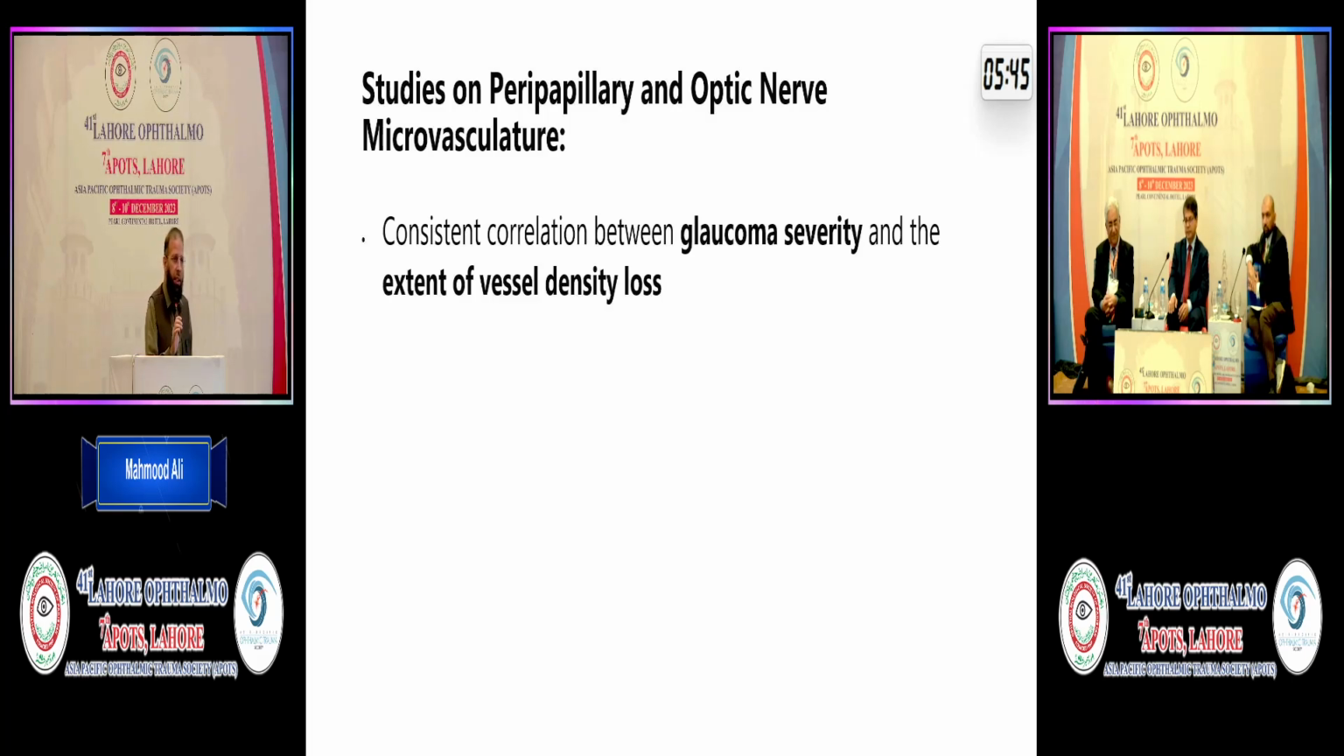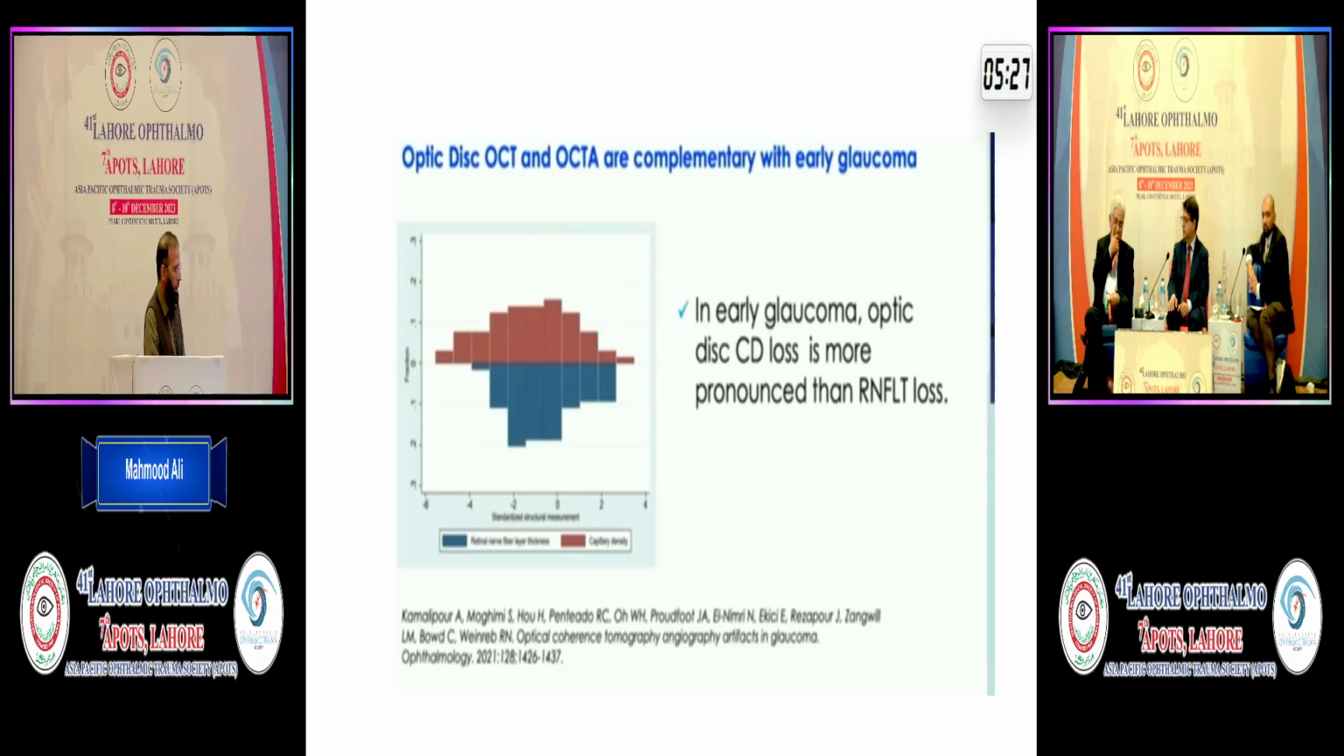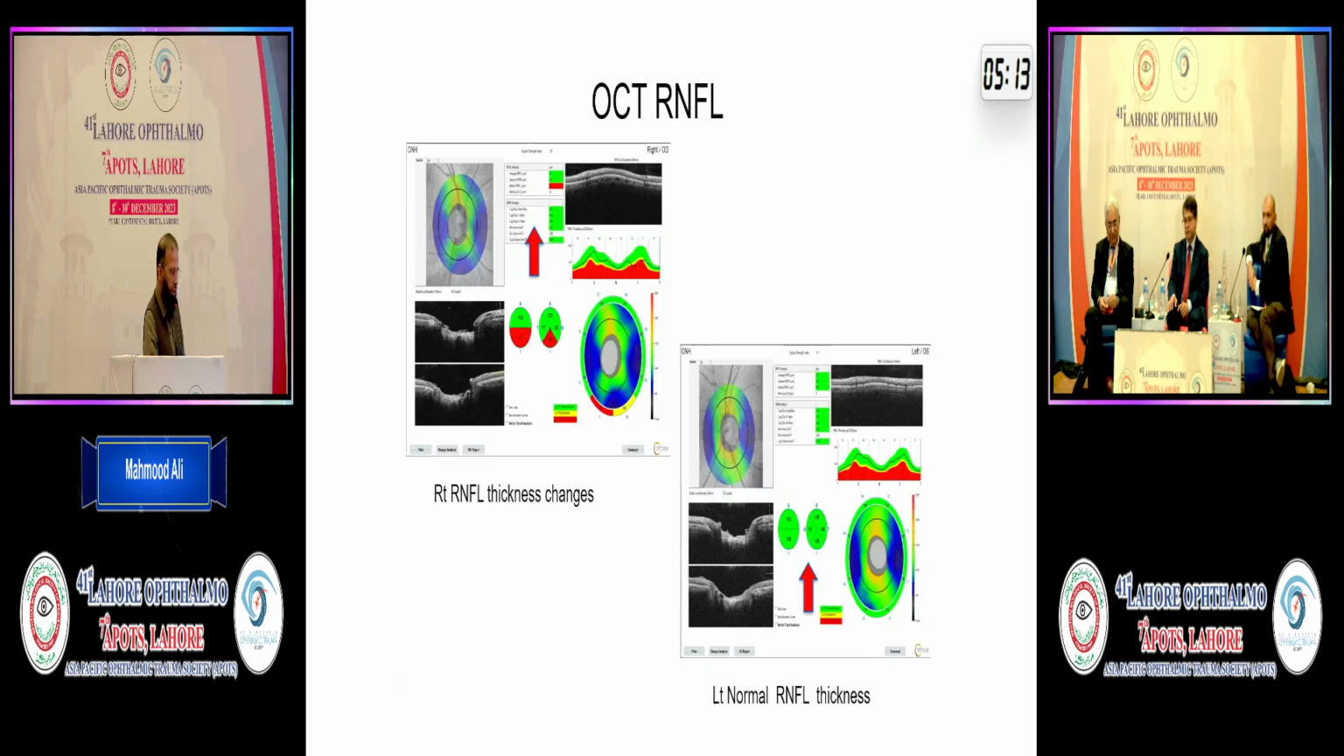So studies have shown that one of the most important parameters of OCT angio is the total vascular density as well as the parapapillary vascular density loss that can help us to correlate our findings. And studies have shown that both OCT angio as well as OCT complement each other in cases of glaucoma, from early diagnosis till late stages.